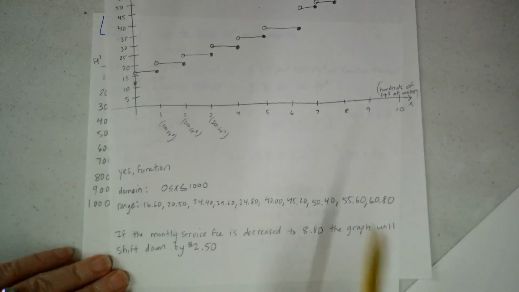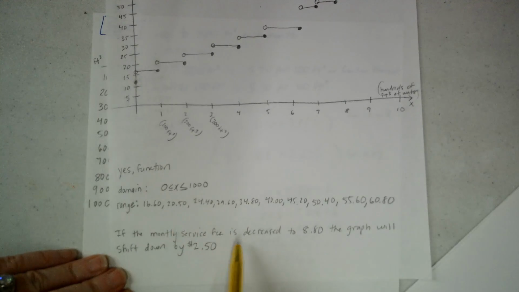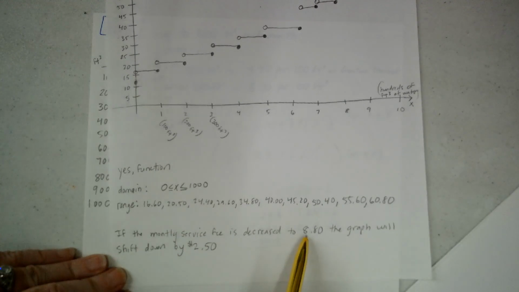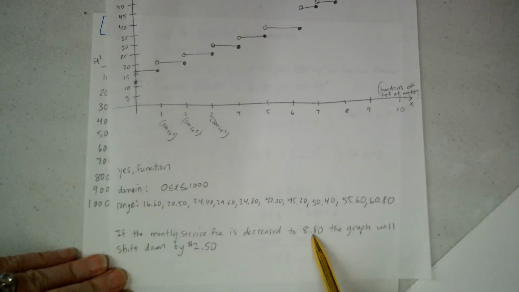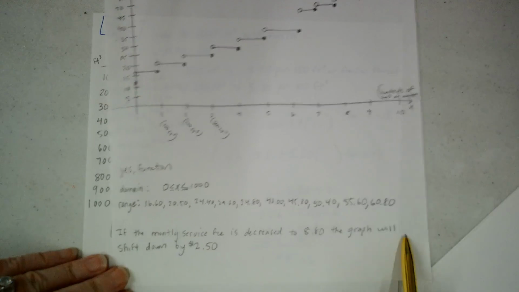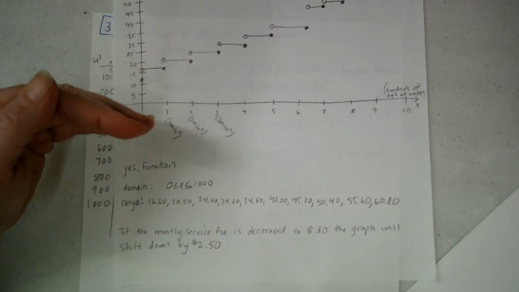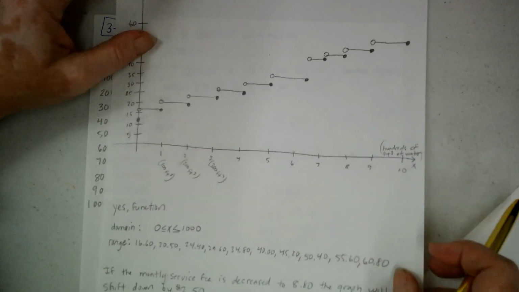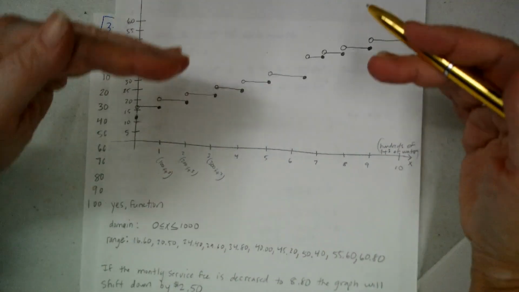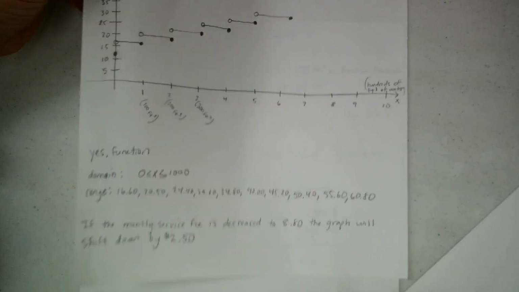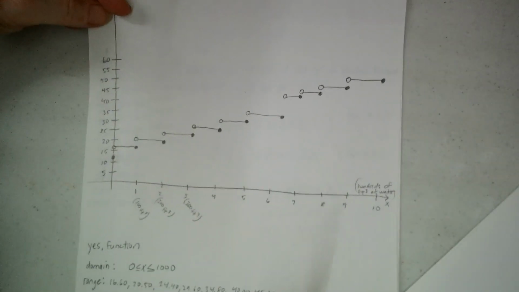If the monthly service fee is decreased to $8.80, then the graph would just get shifted down. It would still have the same shape. The whole thing would just come down by $3.90, because that's what 12.70 minus 8.80 is. I hope that helped.